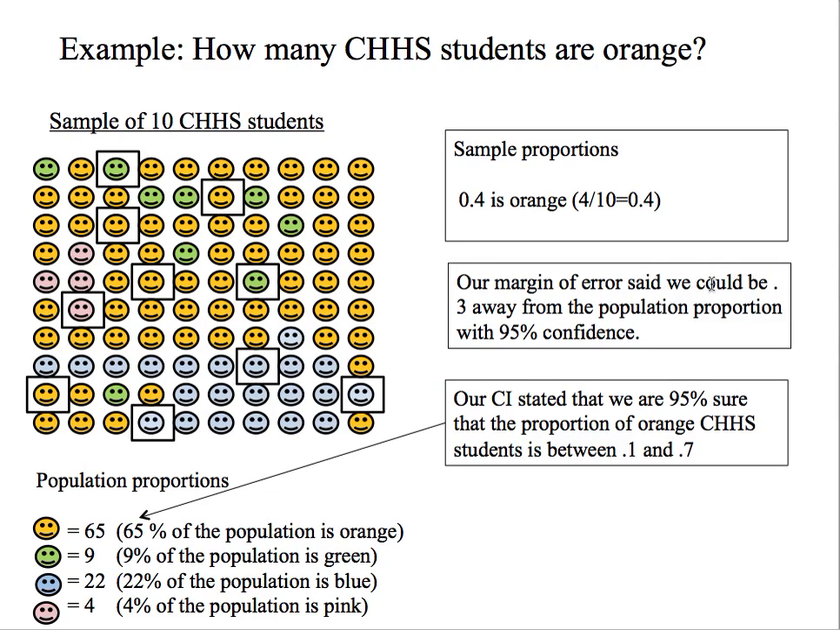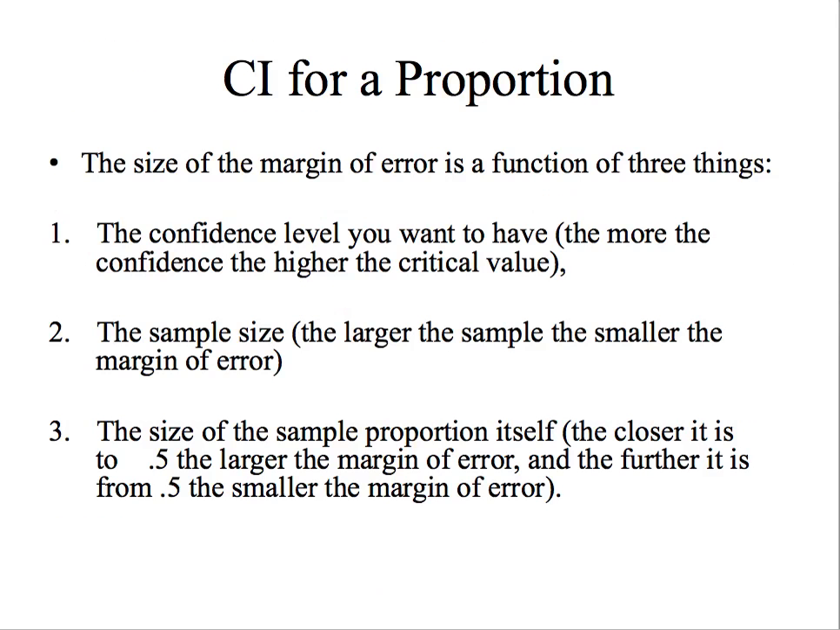Our margin of error said that we could be 0.3 away from the population proportion with 95% confidence, and we were. So that's how you calculate a confidence interval for a population proportion.